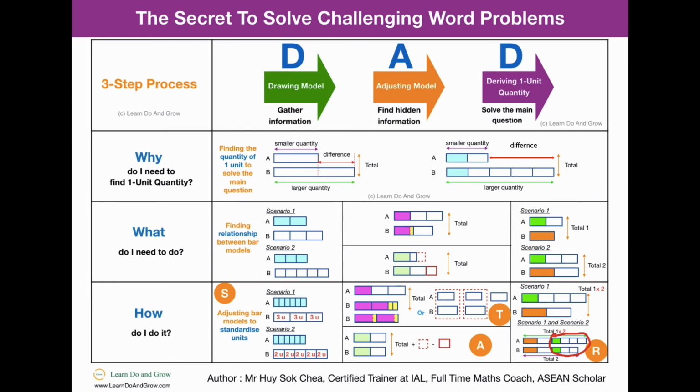So I have 1 unit, 2 unit, 3 unit, 4 unit, and over here I have 1 unit, 2 unit, 3 unit, and each quantity per unit is the same. And from here, I'm very sure there is enough information given so that you can find one quantity per unit. From there, the question is solved.